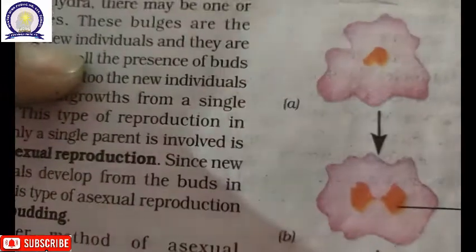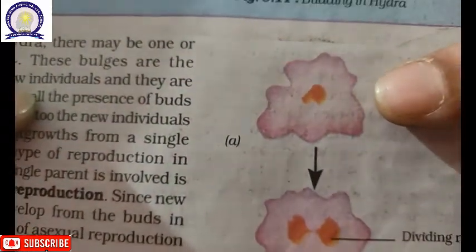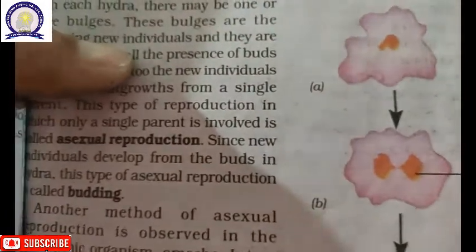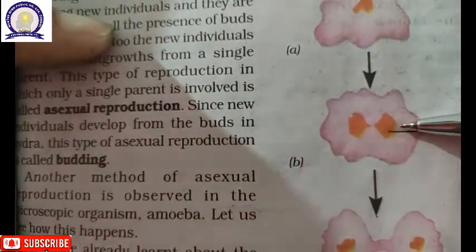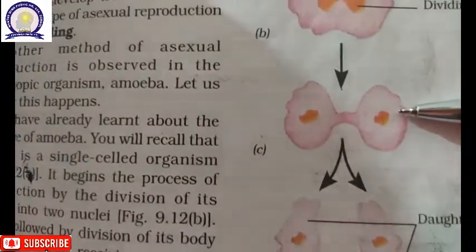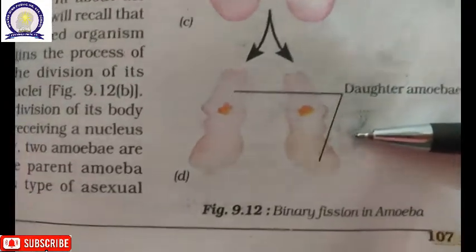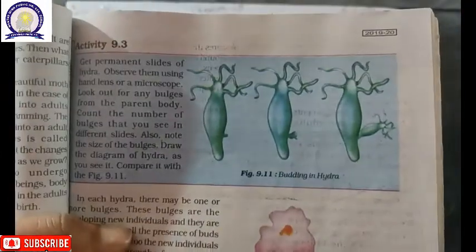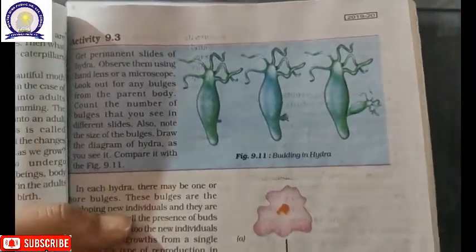And in the case of amoeba, there is binary fission. Initially the single-cell organism amoeba is present. Now the nucleus of the amoeba starts dividing and forms two nuclei. In the next step, the cytoplasm divides into two different cells, and two daughter amoebae are present in the final stage. So this is binary fission in amoeba, and budding takes place in hydra. These are two methods of asexual reproduction given in your book.